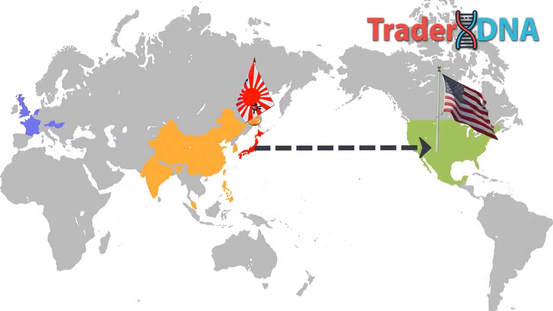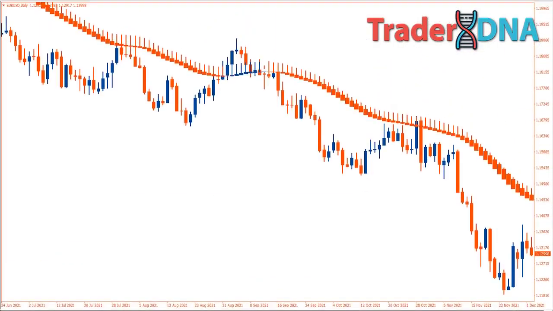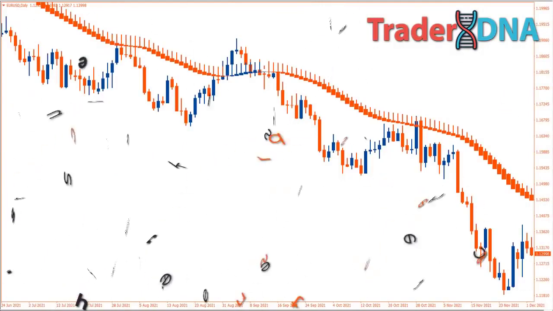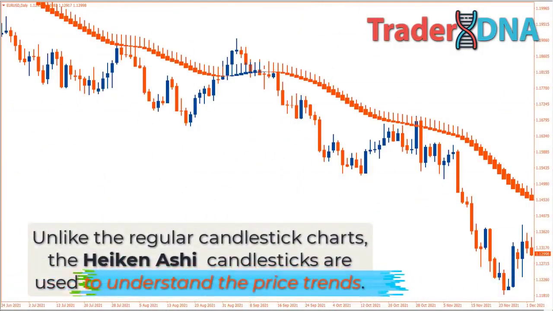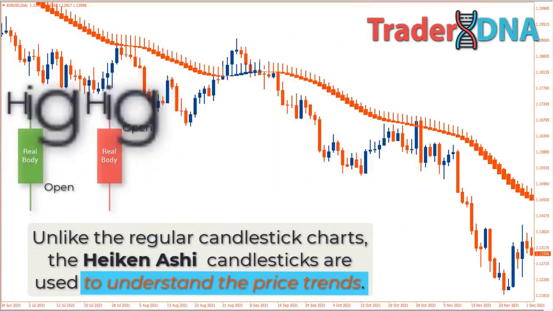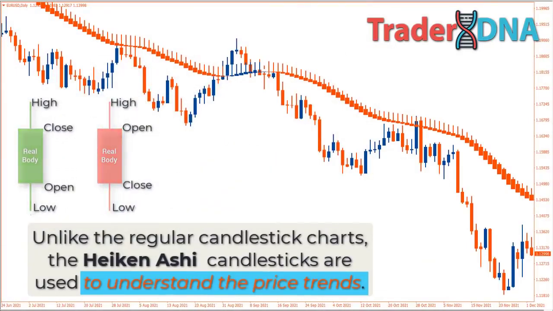The HEIKEN ASHI is a type of chart used to analyze the price of a security. Unlike the regular candlestick charts, the HEIKEN ASHI candlesticks are used to understand the price trends. This is done due to the way the price is calculated and displayed on the chart. Unlike the regular candlestick chart which shows the open, high, low and close of the price during a session, the HEIKEN ASHI chart takes a different view.